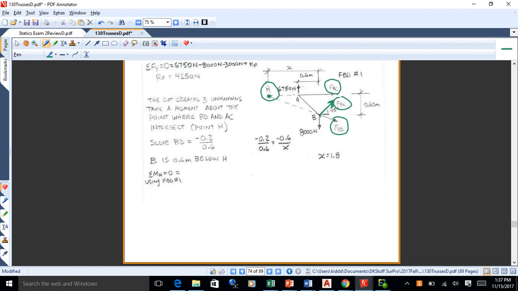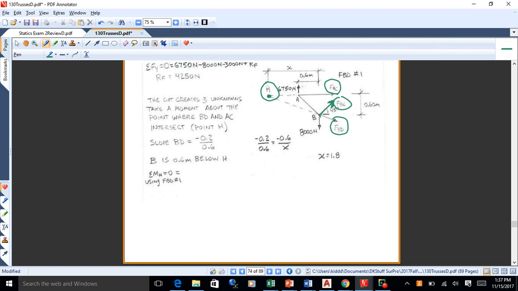So if you're in a bit of a rush or you just want to show off or whatever you're doing, you could find that point. Now you could do it other ways. You could take a moment about B and solve for AC. There are other ways you could do this, but it might take a bit of time and involve a lot of calculations. So the quick way to get this done is just to figure out where that point H is at.